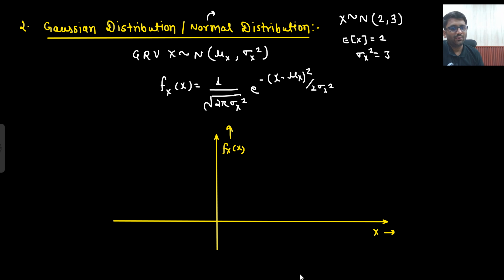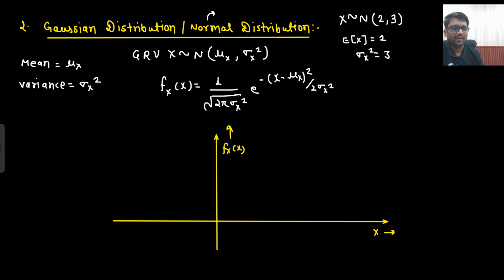Sir, do we need to remember it? You need to remember it. This is the mean, mu x is the mean and sigma x square is the variance. Basically mean is mu x and variance is sigma x square.